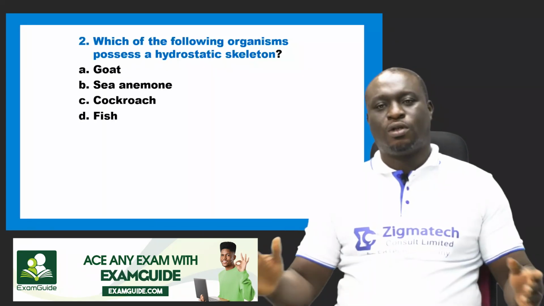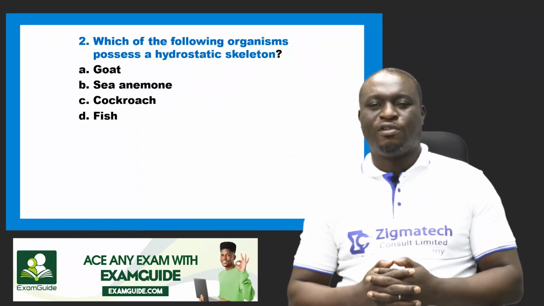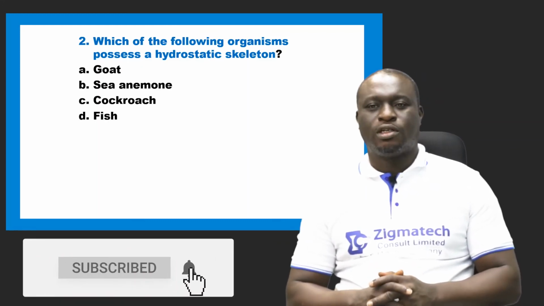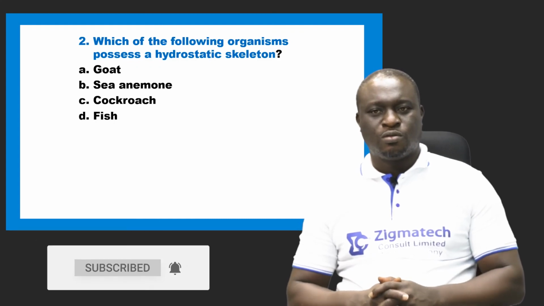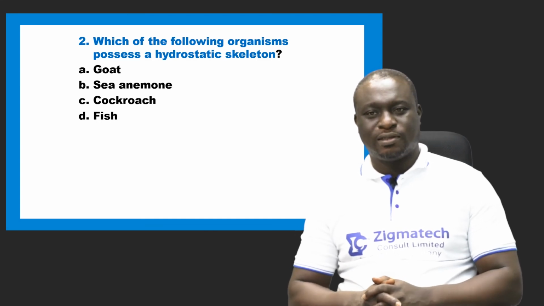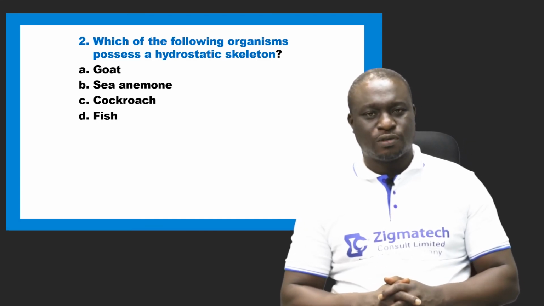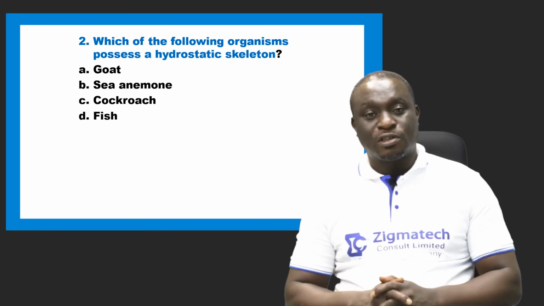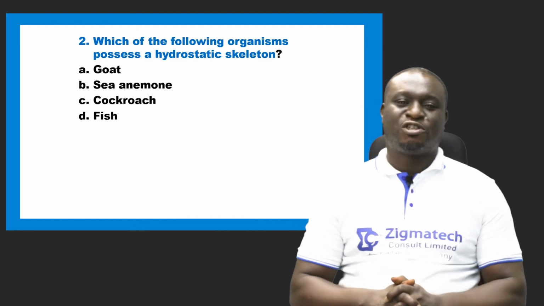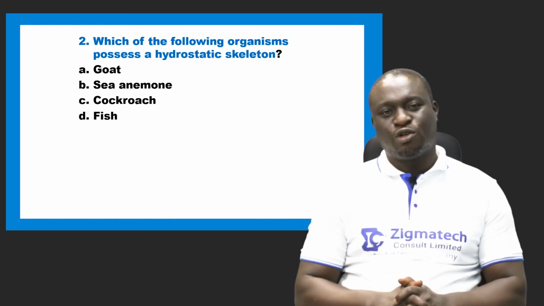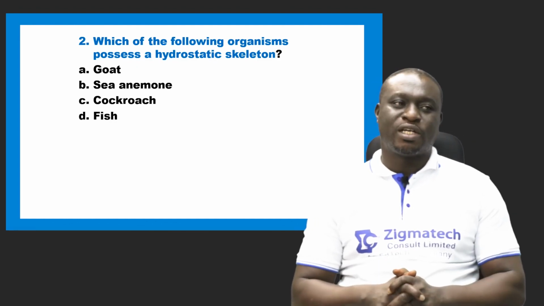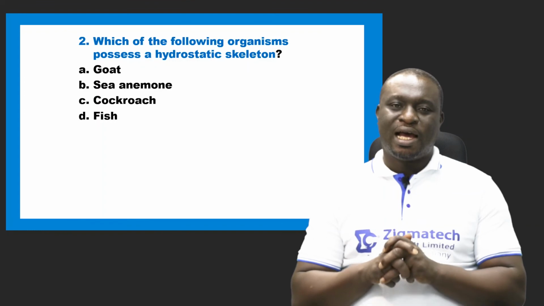All right? So let's look at question 2 again. Which of the following organisms possess a hydrostatic skeleton? Option A, goat, is not the correct option because goat possesses endoskeleton. Option C, cockroach, is an insect. It possesses exoskeleton. Option D, fish, is also a vertebrate, and I told you that all vertebrates possess endoskeletons. The correct option is B, which is sea anemone.